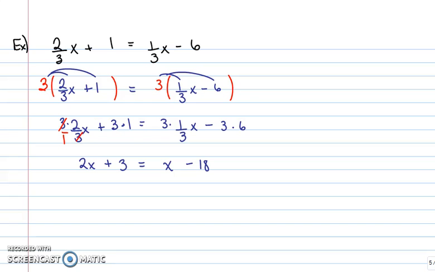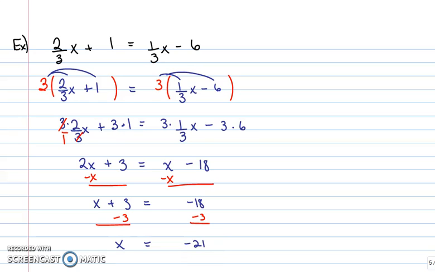And then I'm going to subtract x from both sides of the equation. And 2x minus x is going to give me x. Plus 3 is equal to negative 18. And last, I'm going to subtract 3 from both sides of the equation. And so I end up with the equation, or the answer rather, x is equal to negative 21.